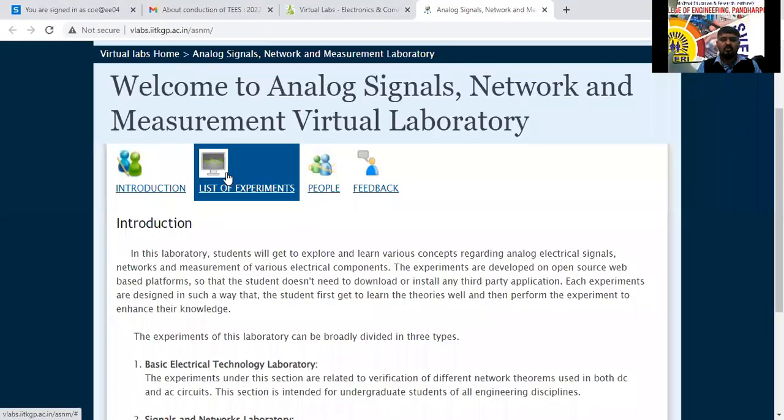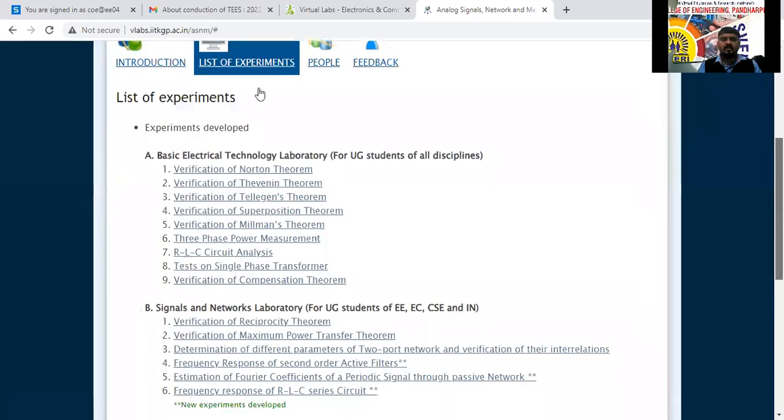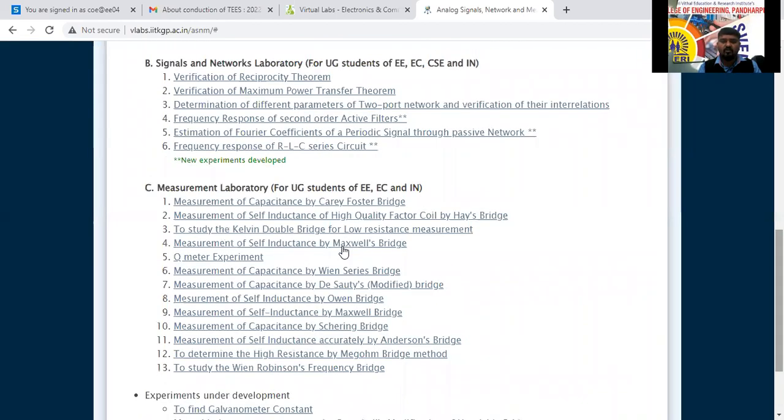Next, you click on list of experiments. Last time we did the 3-phase power measurement. Next, we are going to discuss the measurement subject completely. For that reason, we have to click here: Measurement Laboratory for UG students of EE, that is electrical engineering, EC, electronics and communication engineering, and instrumentation engineering. For all the circuitry branches, this is related.